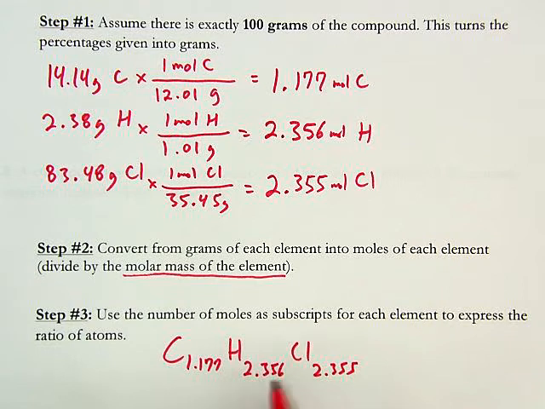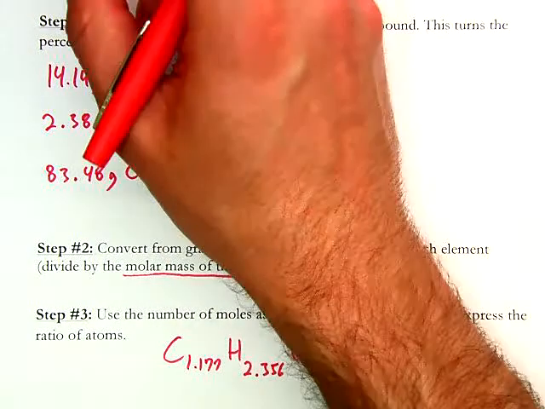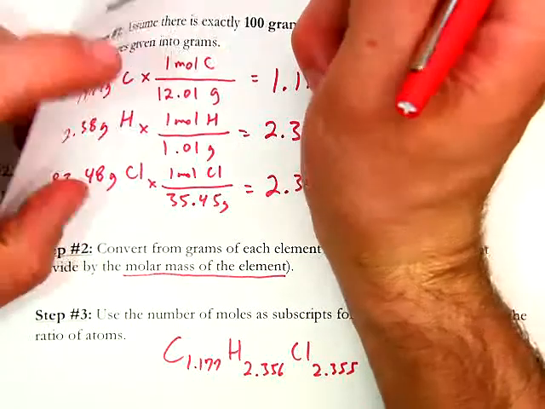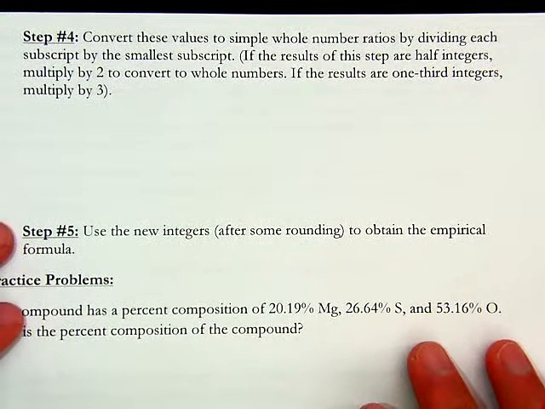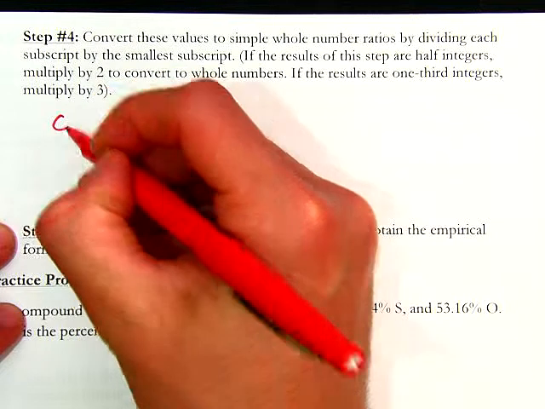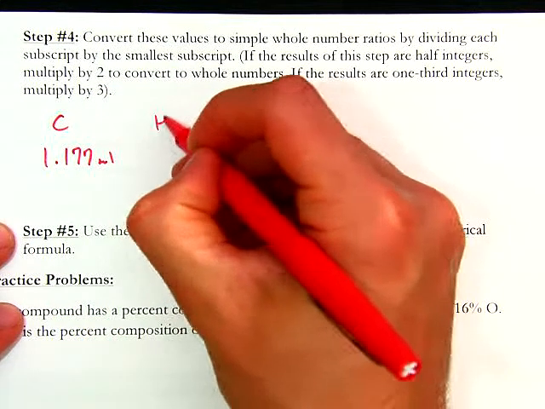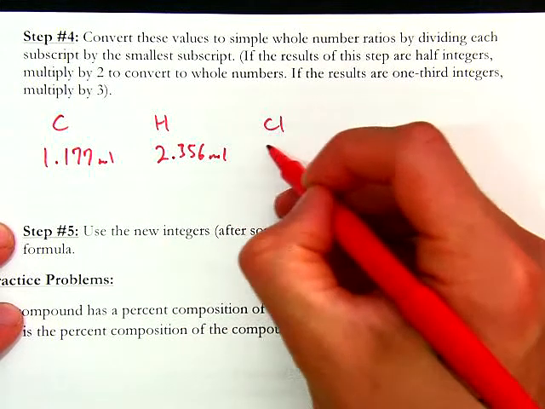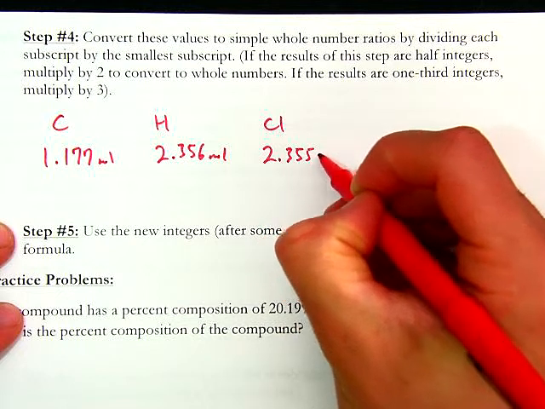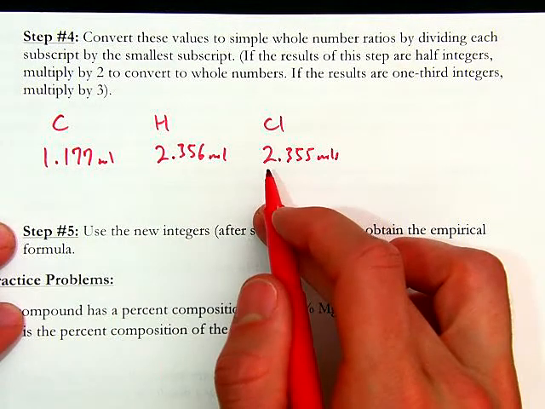So we need to turn these decimals into integers. And the way to do that is to divide each of them by the smallest number. So I have some space on this here. For carbon, we have 1.177 moles. For hydrogen, we have 2.356 moles. And for chlorine, we have 2.355 moles. Right? If I divide them all by the smallest number, watch what happens.